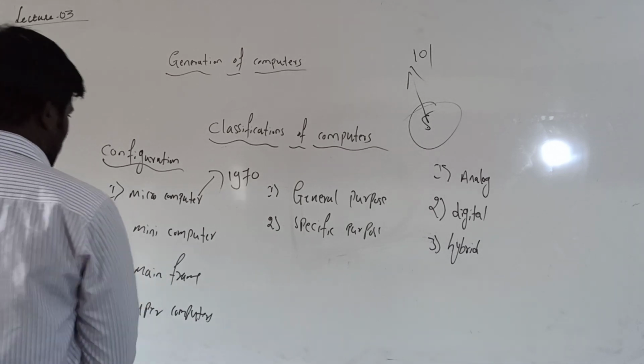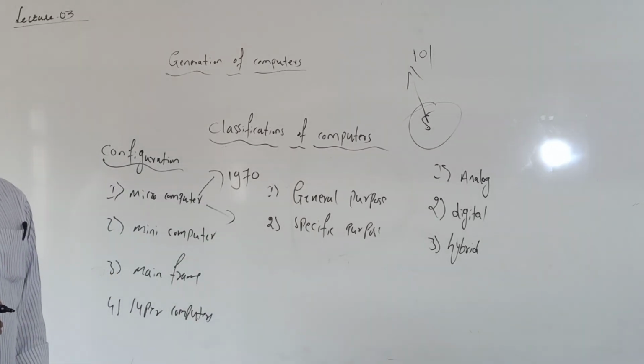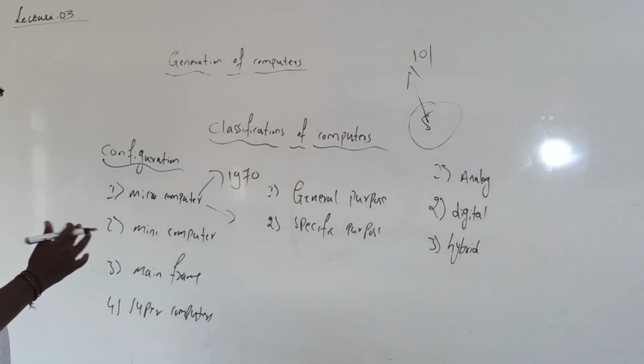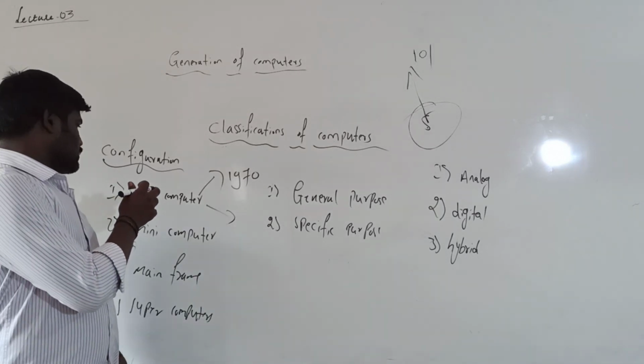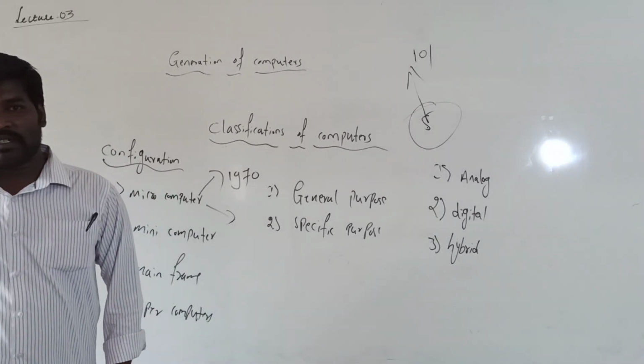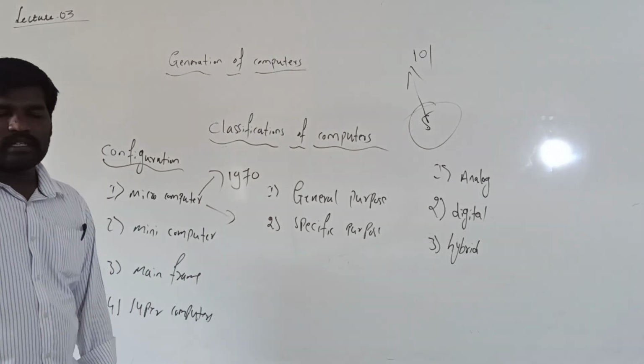So the examples for microcomputers are PCs, laptops, etc. And what are the uses of microcomputers? Why do we have to use the desktop? Why do we have to use the laptops?